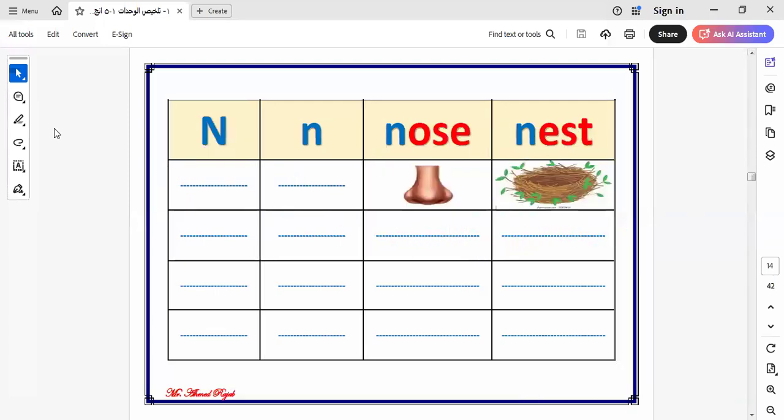Capital N and small n, nose and nest. Capital N and small n. It will be nose and nest. Let's go to another one.